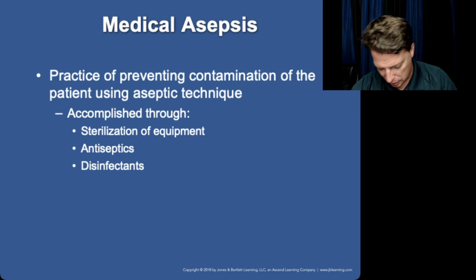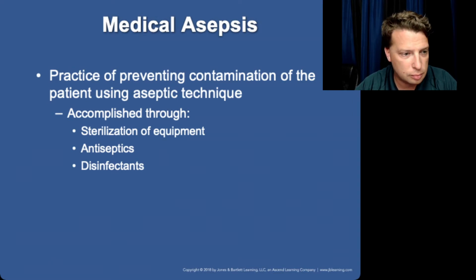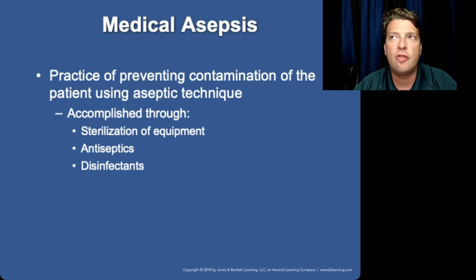Cool. What is asepsis? Preventing contamination. Yeah, in the most simple sense, it is without sepsis. A meaning without, and sepsis, so asepsis is without sepsis. What is sepsis? Sepsis is an infection. Now, we talk about the diagnosis of sepsis being a very widespread systemic infection, generally like an infection in the blood. But it's caused by contamination.